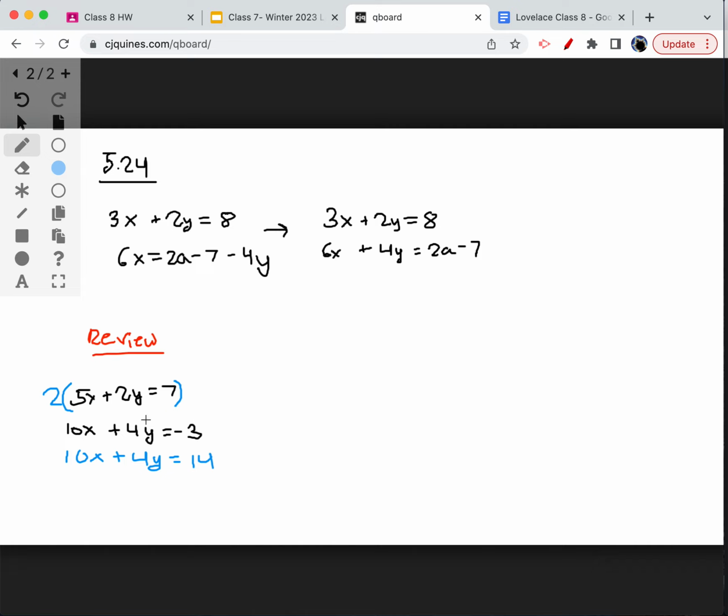So now let's subtract the blue equation from the black equation. So if we do that, we get 0 is equal to minus 3 minus 14, which is minus 17. So now, obviously 0 is not equal to minus 17, so we can say that this system has no solutions.